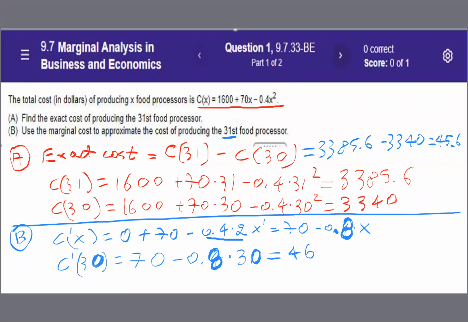All right, so the mistake I made was I used the marginal cost at level 31, and that is incorrect. The cost of producing the 31st unit is the marginal cost when X is 30, because the marginal cost gives the cost of producing the next unit.